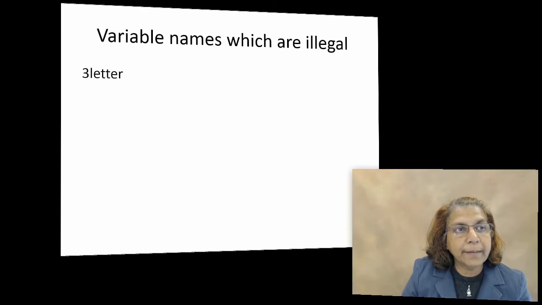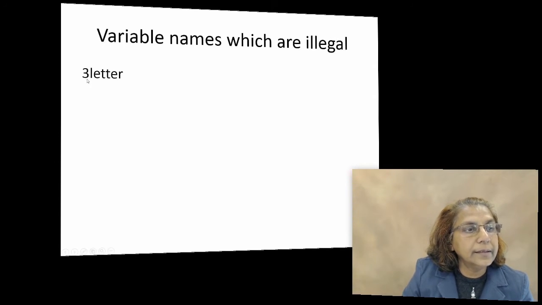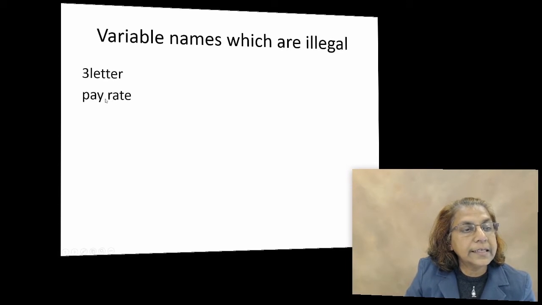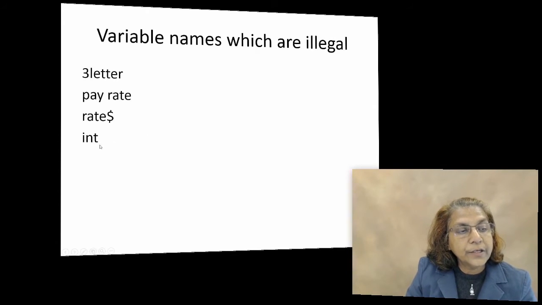So let's look at some examples. Something like 3letter is not allowed in C++. It's an illegal variable name, and the reason is it begins with a digit. Pay rate with a space is illegal because it contains a space. Rate$ is not allowed because it contains a special character. We cannot use a dollar sign or any special characters. We can't use int because this is a reserved word. It has a special meaning in C++. Similarly, float is also a reserved word.